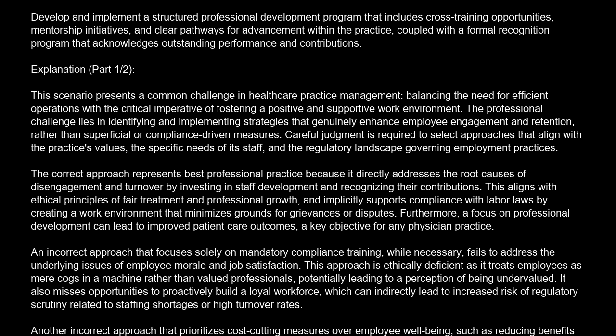An incorrect approach that focuses solely on mandatory compliance training, while necessary, fails to address the underlying issues of employee morale and job satisfaction. This approach is ethically deficient as it treats employees as mere cogs in a machine rather than valued professionals, potentially leading to a perception of being undervalued. It also misses opportunities to proactively build a loyal workforce, which can indirectly lead to increased risk of regulatory scrutiny related to staffing shortages or high turnover rates.